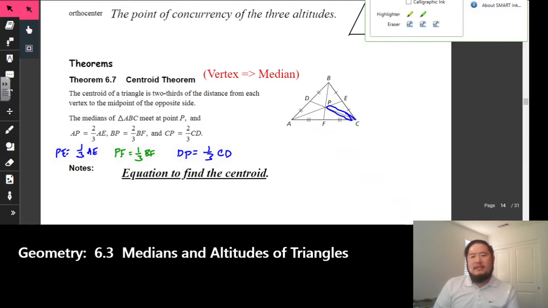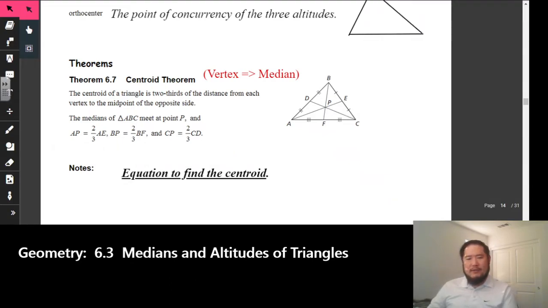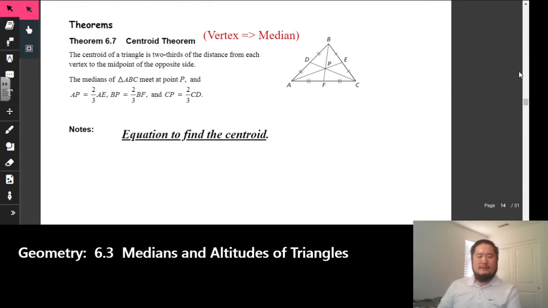Now, you may be asked to find the centroid, and for some reason the book doesn't give you this really cool equation right here. Remember, if I want to find the middle of 2 points, then you would use the midpoint formula, which was x1 plus x2 divided by 2, comma, y1 plus y2 divided by 2. Well, that helps you find the middle, right?